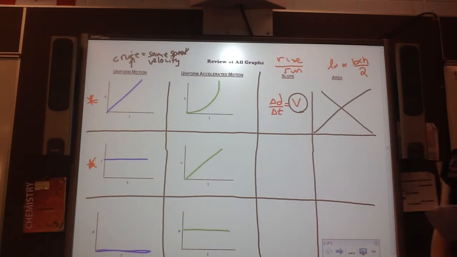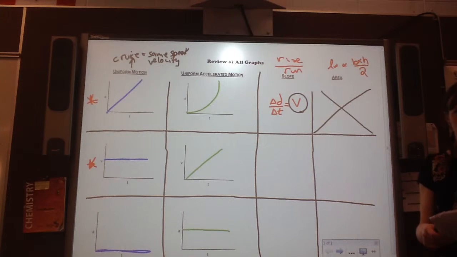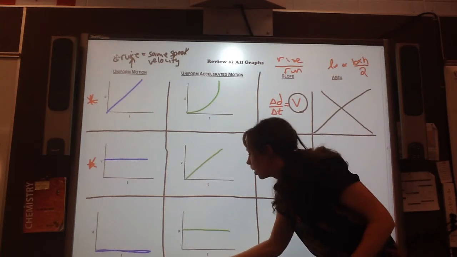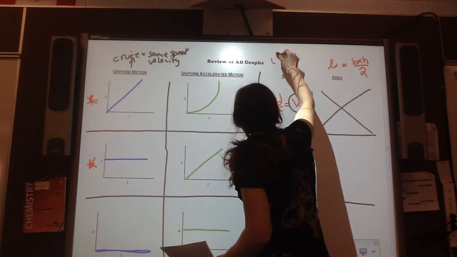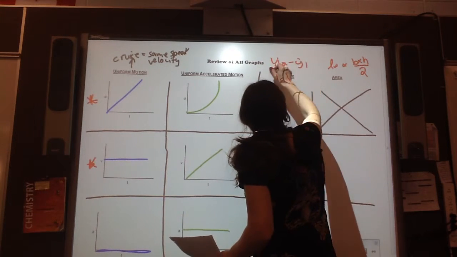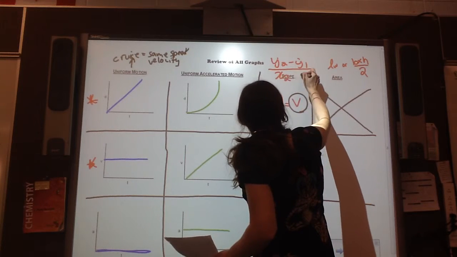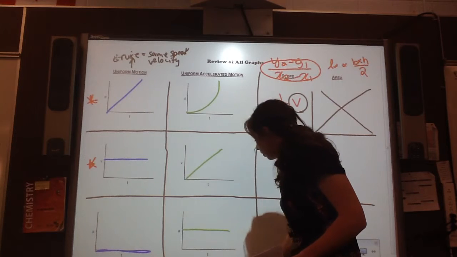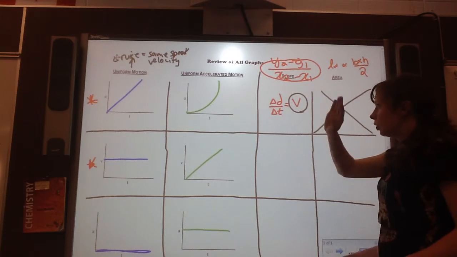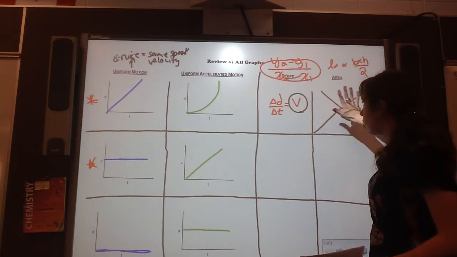Is that also y2 minus y1? Yeah, you can put here that slope is y2 minus y1 divided by x2 minus x1. That's what slope is too, right? Rise over run. In a DT graph, we don't do any area.